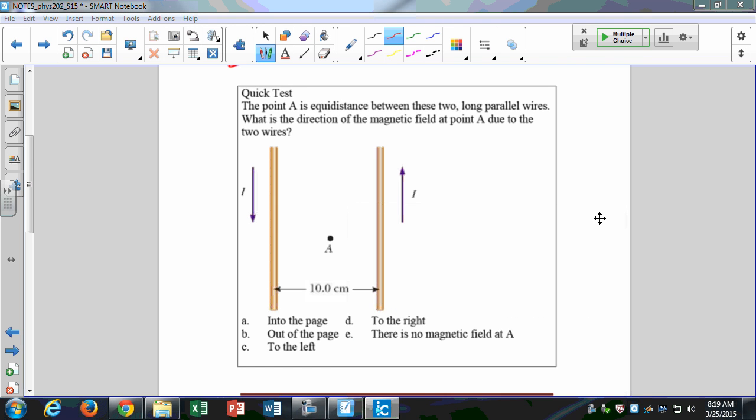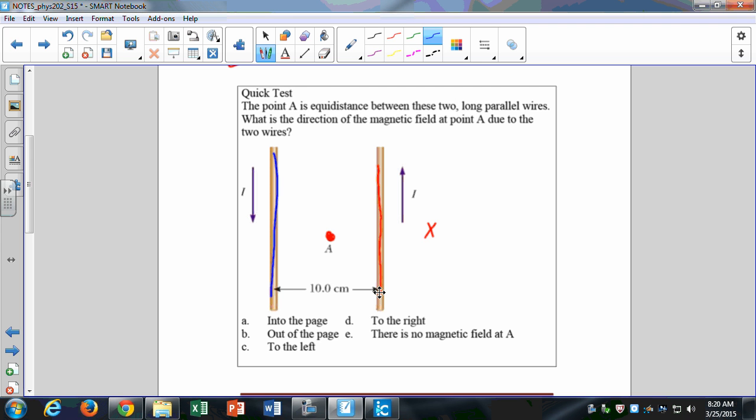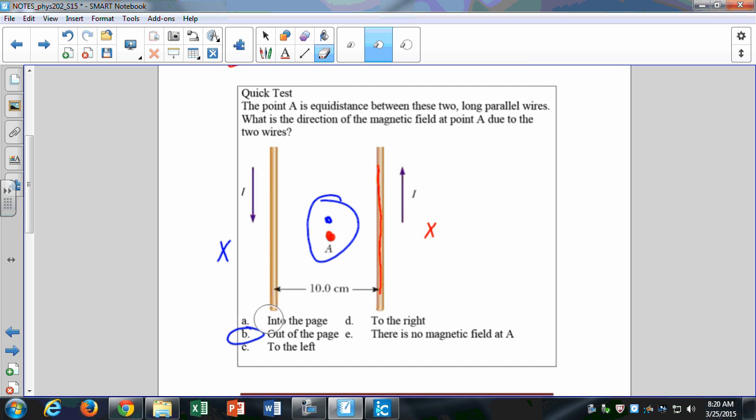Okay, good. B is the right answer. Here, due to this wire, I get a magnetic field that's into the page over here and out of the page over here. And due to this wire, I imagine I get a magnetic field that's into the page over here and out of the page over here. So both of these magnetic fields will add up in order to give me a magnetic field that's out of the page. Now, if, for example, this current instead was going up, what would be the magnetic field?